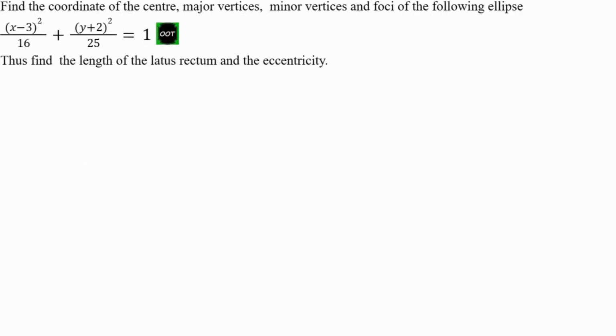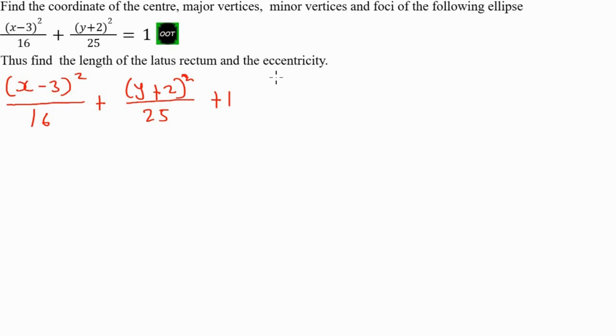Example number 2. Find the coordinate of the center, the major vertices, the minor vertices, and the foci of the following ellipse. Thus, find the length of the latus rectum and the eccentricity. So now, the equation is given as (x minus 3) all squared divided by 16 plus (y plus 2) all squared divided by 25 equals 1.